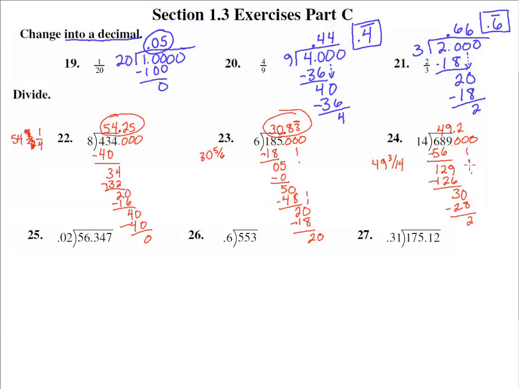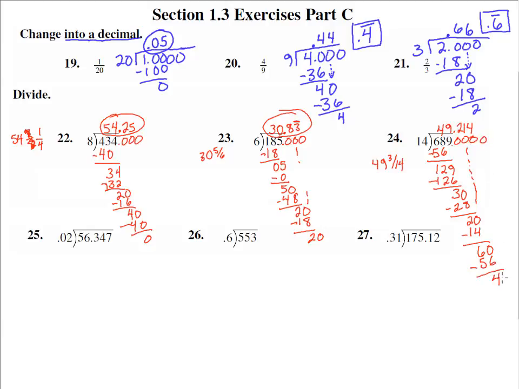Okay, so now we can drop down that 0. 14 goes into 20 1 time. 1 times 14 is 14. Subtract and we get 20 minus 14 is 6. Bring down another 0. 14 goes into 60. Ooh, let me see. 4 times it is 56. 5 times is too big. So a 4 right there. Good. 4 times 14 is 56. That leaves us with a 4.